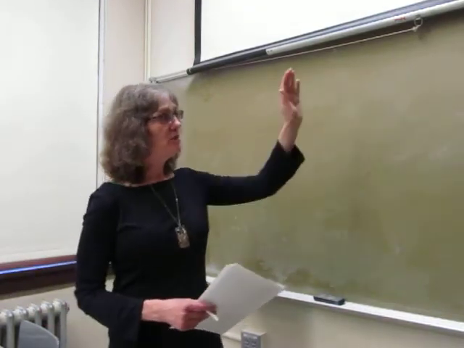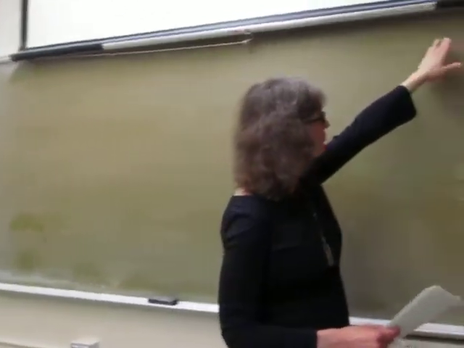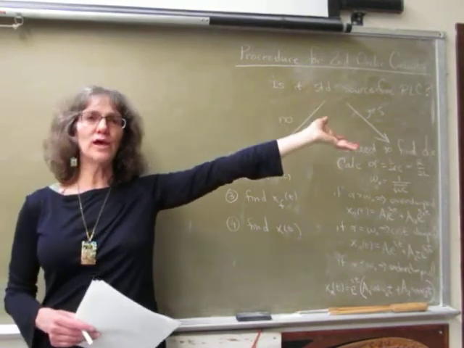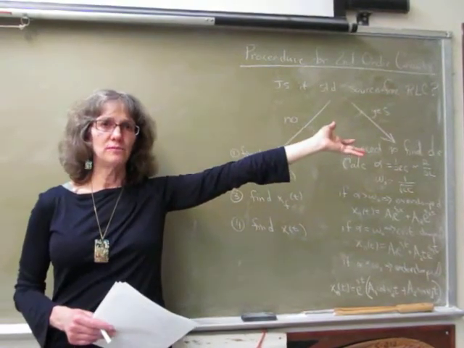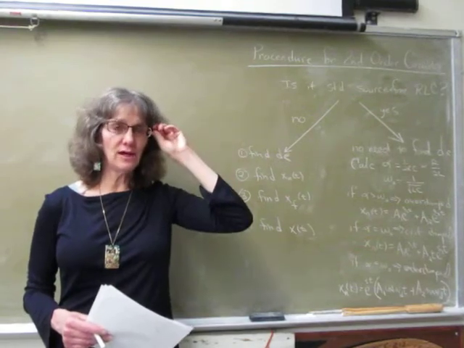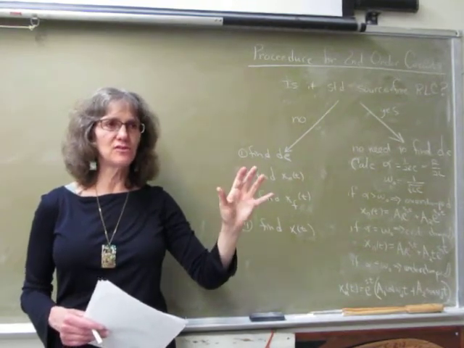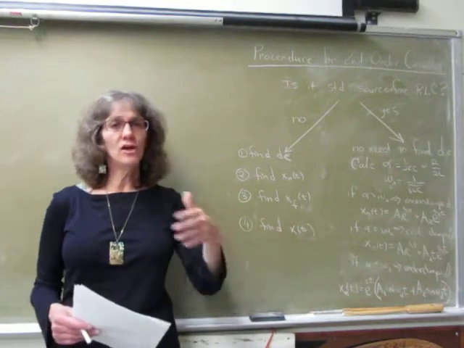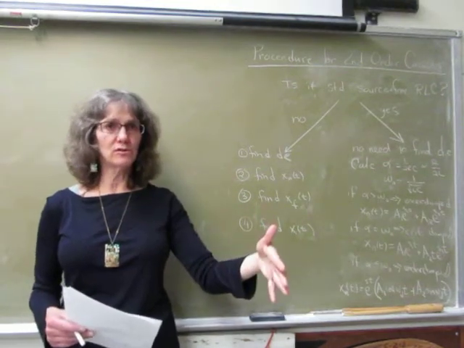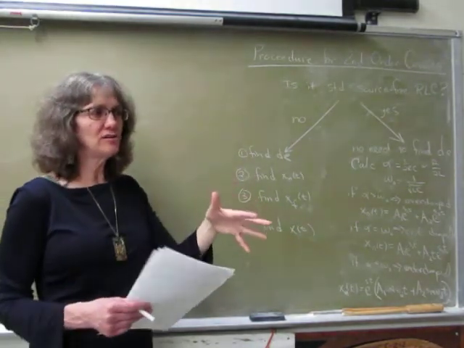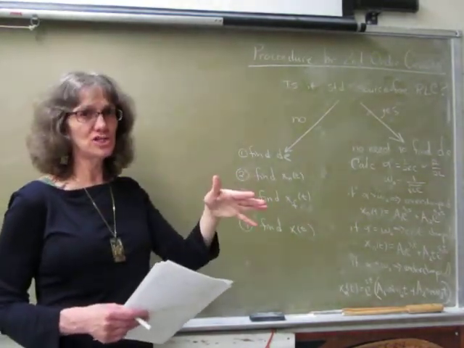Okay, so the general procedure for a second order circuit. How do we know we have a second order circuit? It's when there are two irreducible energy storage elements in the circuit. So you might have two capacitors, two inductors, or one capacitor and one inductor. But the idea is that you can't reduce it down to just one energy storage element.